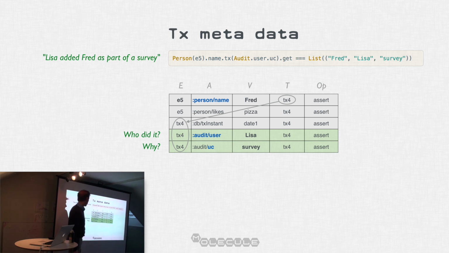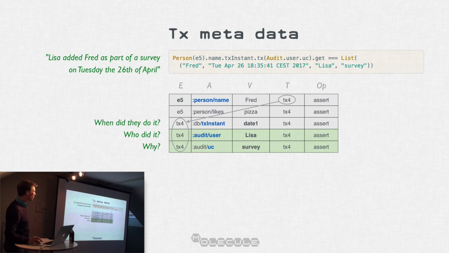When you write this transaction, it looks up the transaction like an entity lookup, and then looks for those facts that share that entity number. What is the value of that attribute audit user? That's this one, right? And the use case is this one, right? And then it gets the Lisa value and the survey, and you get that all there. So this is a way to query the transaction metadata. And I think that's a pretty easy way to do it.